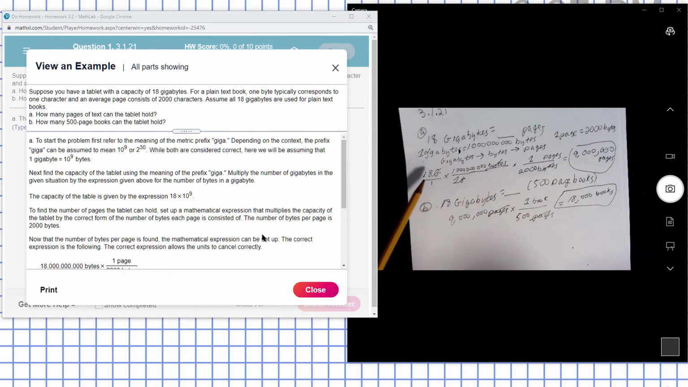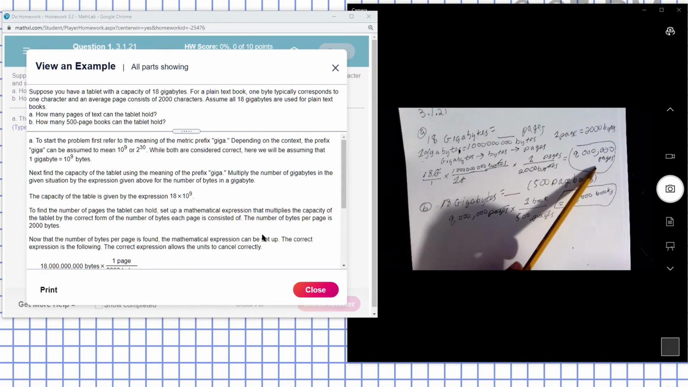So I have here 18. When I multiply out 18 times, it's 18 billion bytes. 18 billion divided by 2,000 gives me 9 million pages.